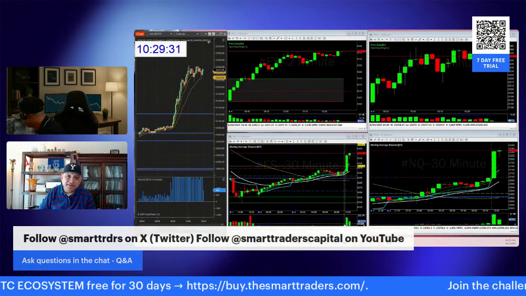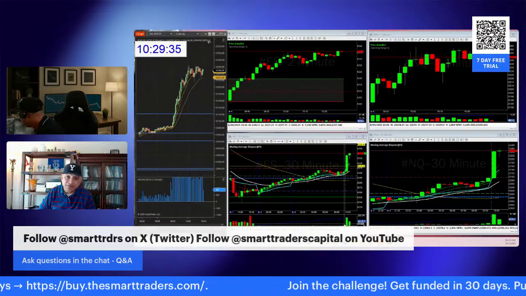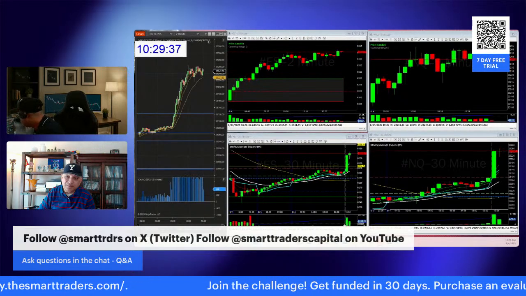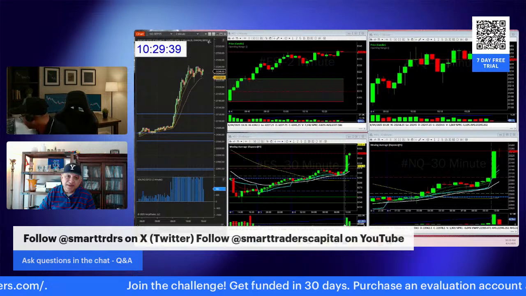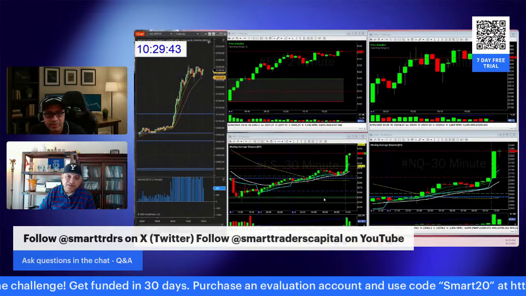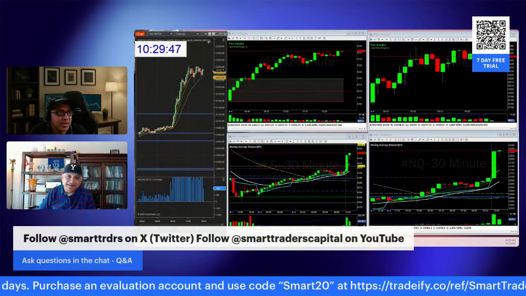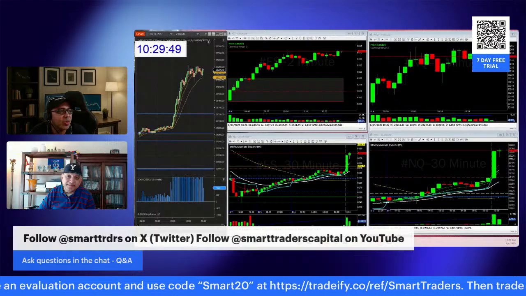The way the bookmap is, it has a lot of orders at the top and the bottom, so it's kind of a balanced bookmap. That's when they fool you, right? The bookmap stream.